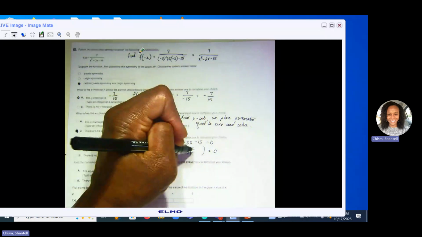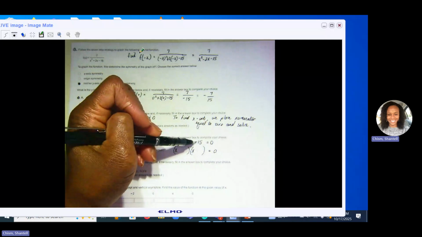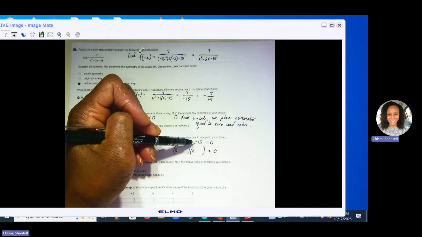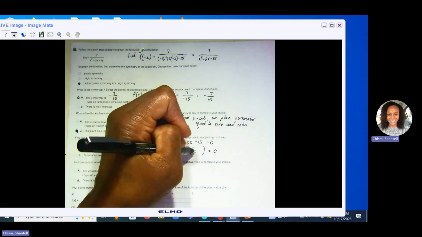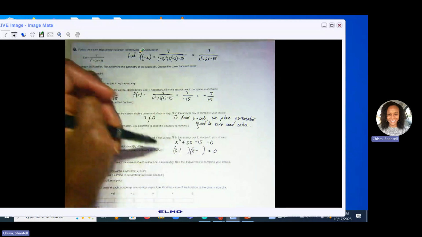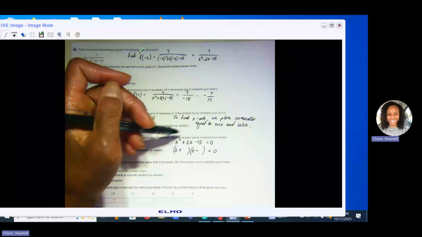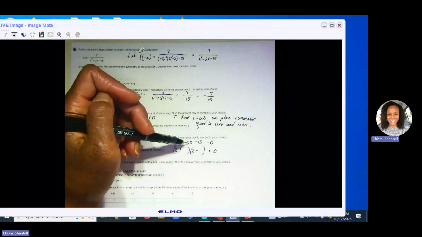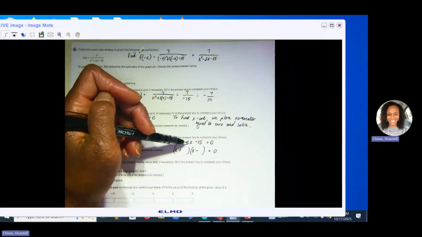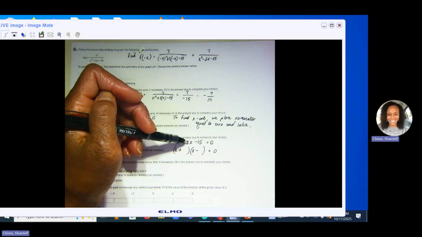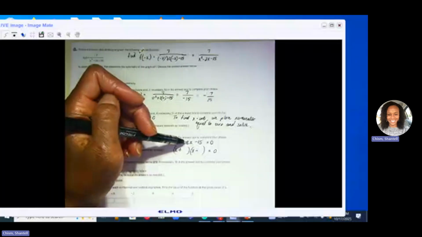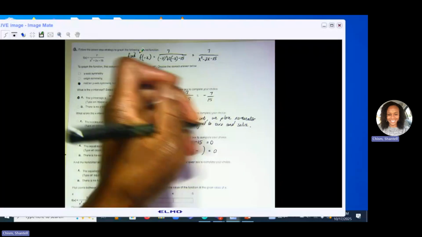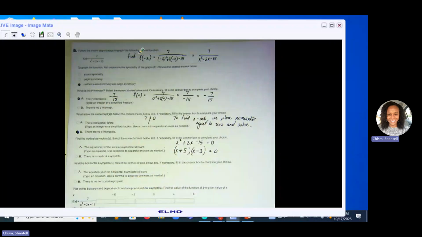X squared is x and x. I have different signs here because that's a negative constant term, so a plus and a minus, or a minus and a plus. It doesn't matter. Now, factors of 15 that will subtract to give me 2, and I need a positive 2. I'm using 5 and 3, and I need the 5 to be positive. So I'm putting the 5 with the plus and the 3 with the minus.